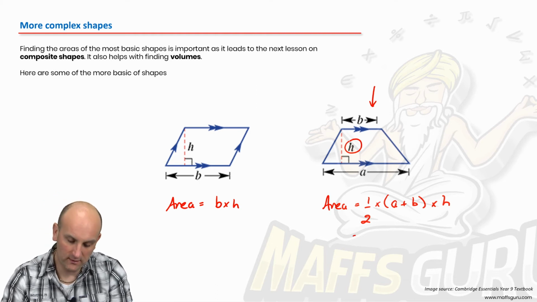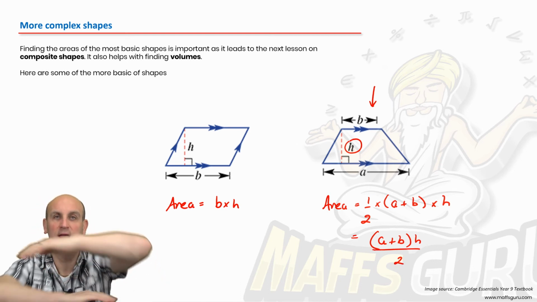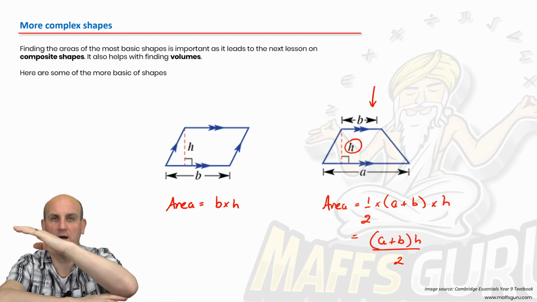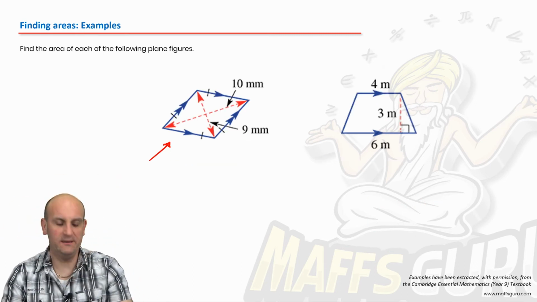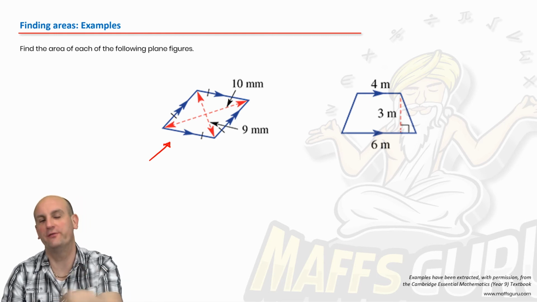There's also another way of doing it. Sometimes I see A plus B in brackets times H all on 2. Exactly the same thing. But again, I don't think of it that way. Add, times, halve. And here is another funky example. Have we seen this shape before? Well, actually, the formula is on the next sheet.